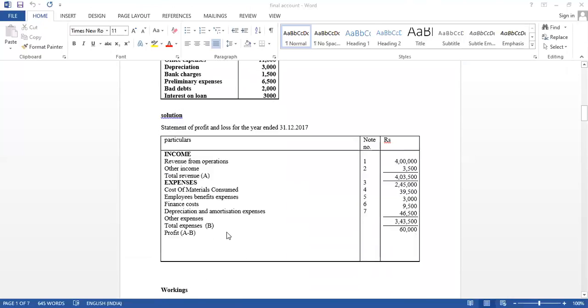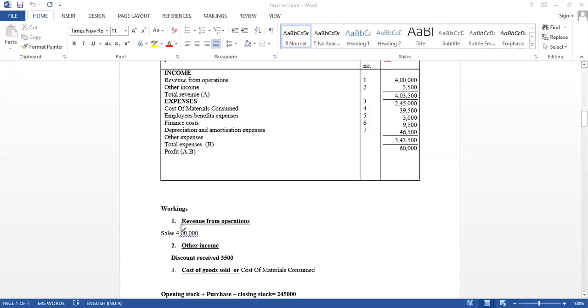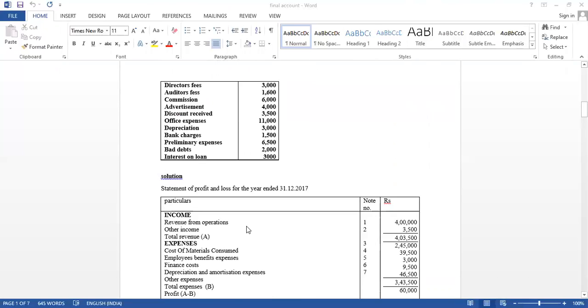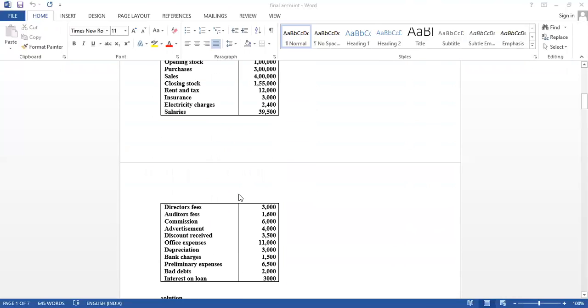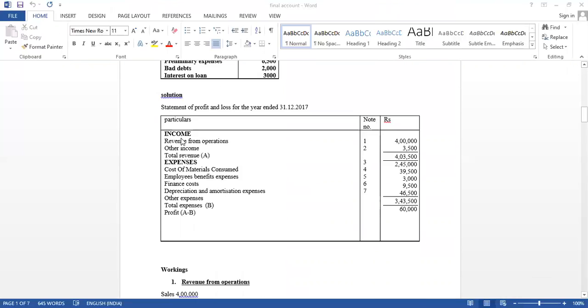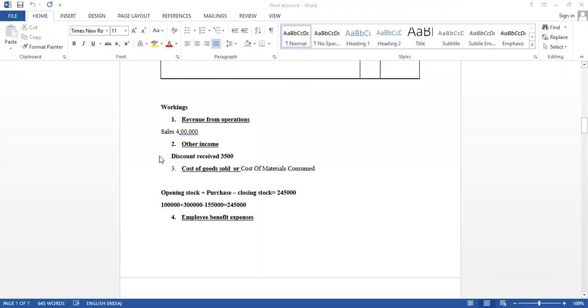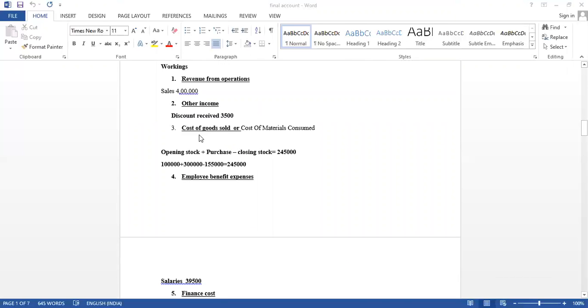In this problem, first we have to work out the workings. Revenue from operations: sales is given, so we take the sales. Other income: discount received is given. Then cost of goods sold or cost of materials consumed: opening stock, purchase and closing stock are given in the problem, so we take them. Opening stock plus purchase minus closing stock, we get 2,45,000 as the cost of goods sold or cost of materials consumed.